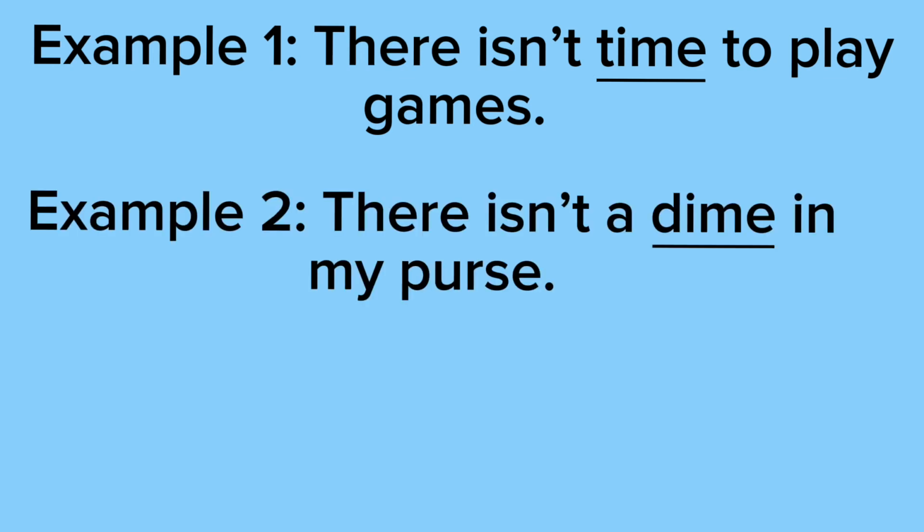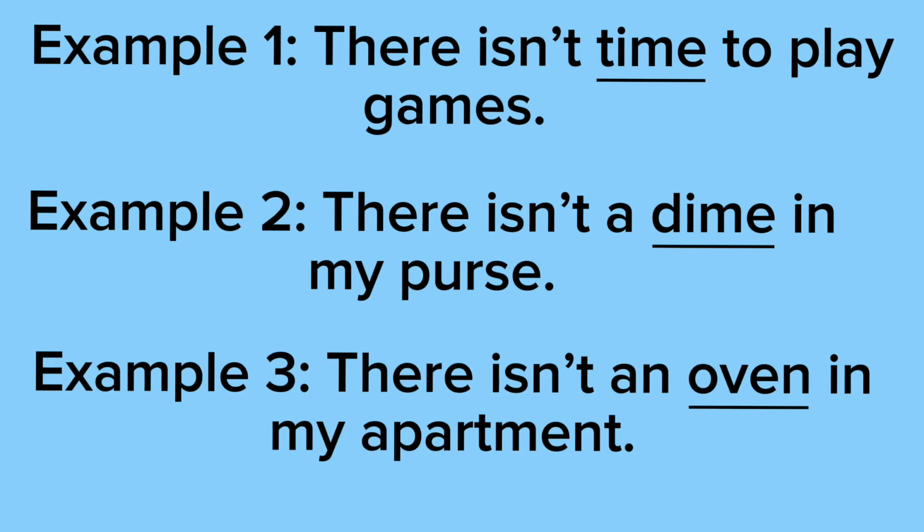Our next example says, there isn't a dime in my purse. As you can see, dime is a singular noun, and that's why we use there isn't. And our last example says, there isn't an oven in my apartment. As you can see, oven is a singular noun, and that's why we use there isn't.